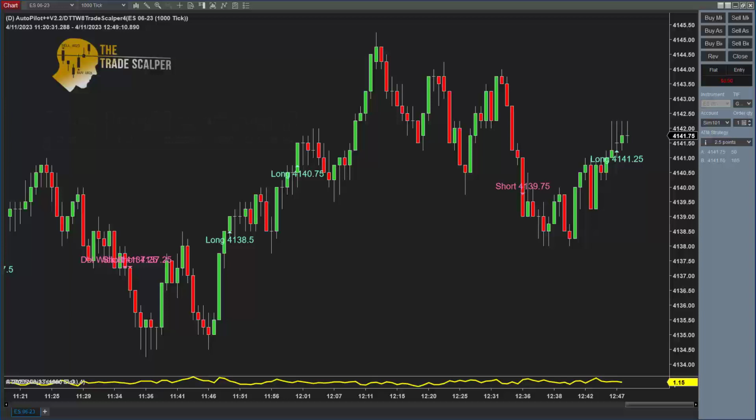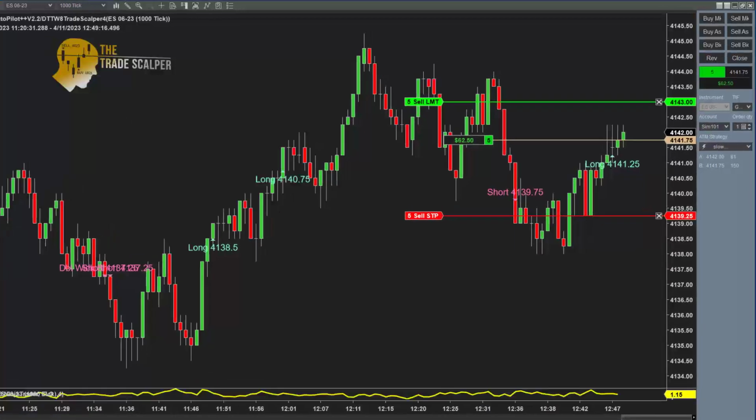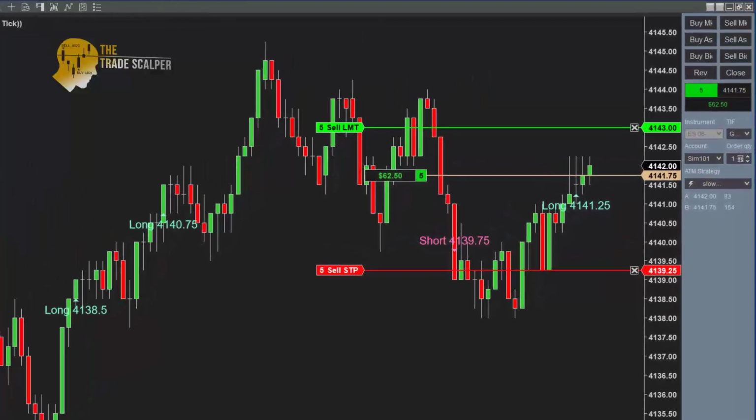So I'm going to enter here long at this 41 quarter. That's the entry to go long. Obviously, I didn't get 41 quarter because I entered a little bit late here as I'm explaining the signal.